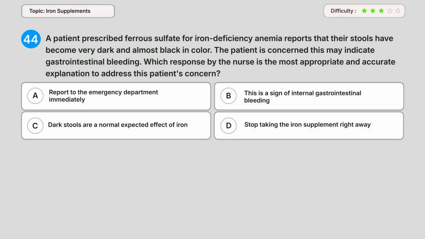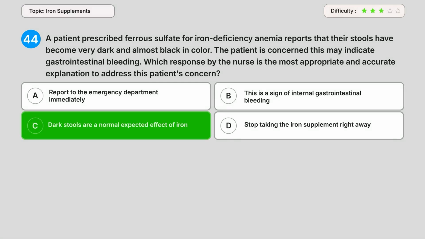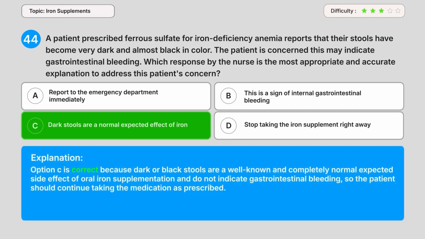Correct answer: C. Dark stools are a normal expected effect of iron. Explanation: Option C is correct because dark or black stools are a well-known and completely normal expected side effect of oral iron supplementation and do not indicate gastrointestinal bleeding, so the patient should continue taking the medication as prescribed.